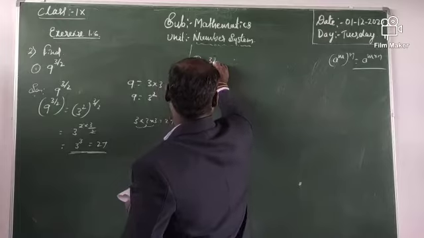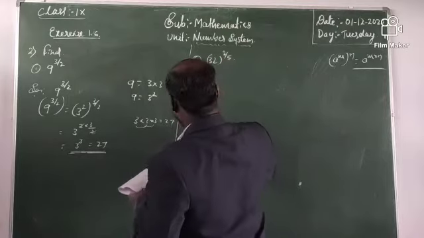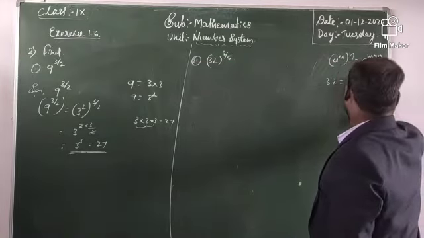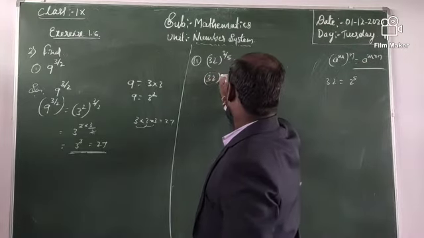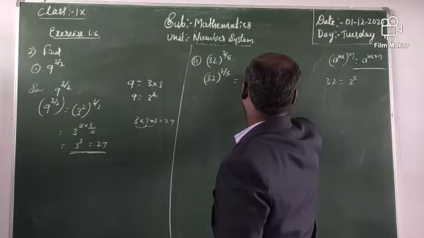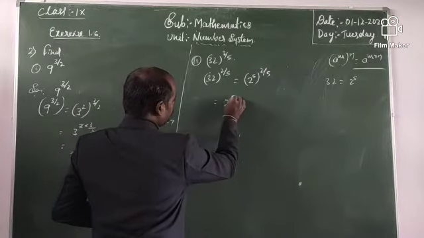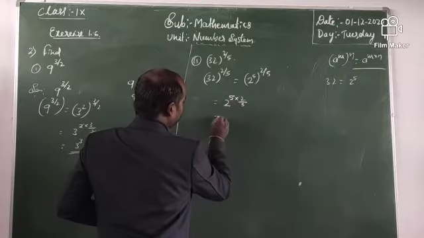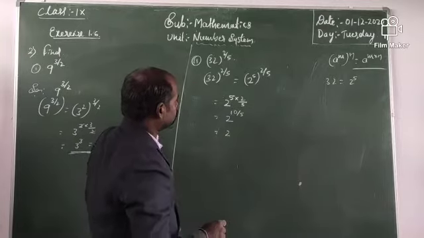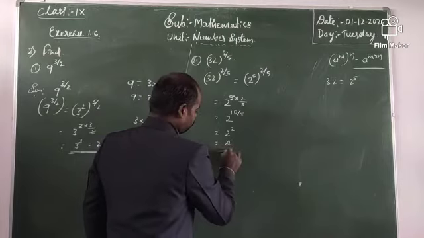Second problem: 32 to the power of 2 by 5. Okay, see children here, we know that 32 equals 2 to the power of 5, therefore 32 to the power of 2 by 5 is equal to 2 to the power of 5, to the power of 2 by 5. See children here, 2 to the power of 5 into 2 by 5 equals 2 to the power of 10 by 5. This is equal to 2 to the power of 2. 2 to the power of 2 is nothing but what? 4. This is your answer.